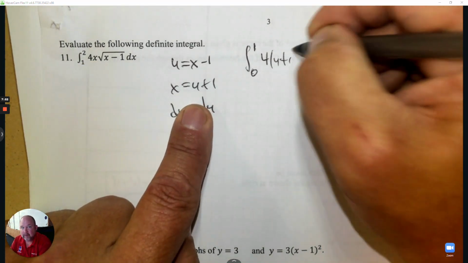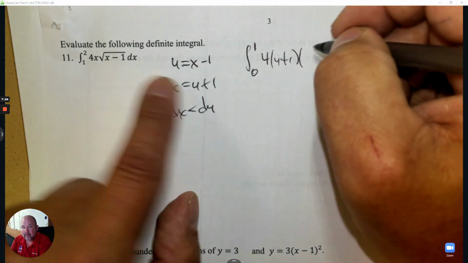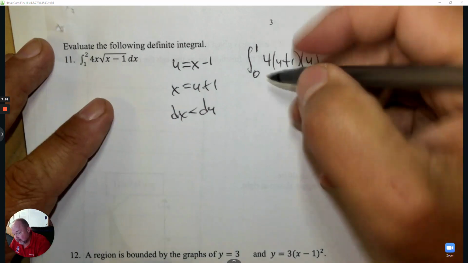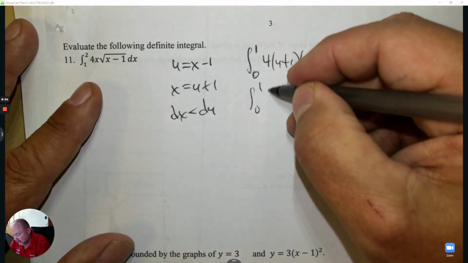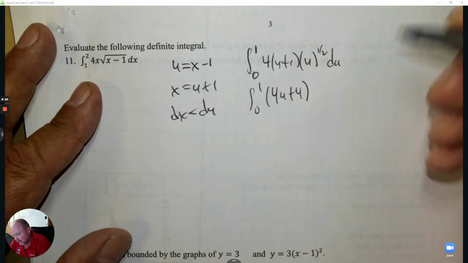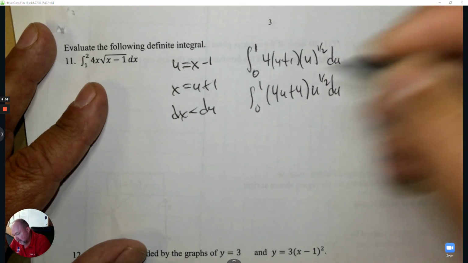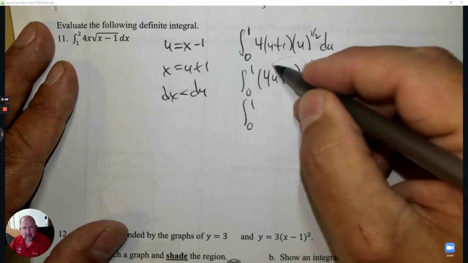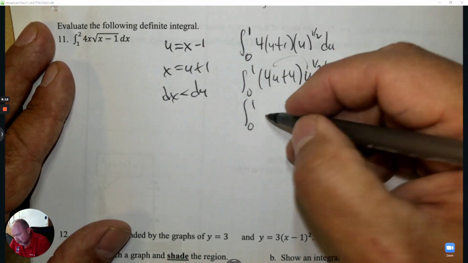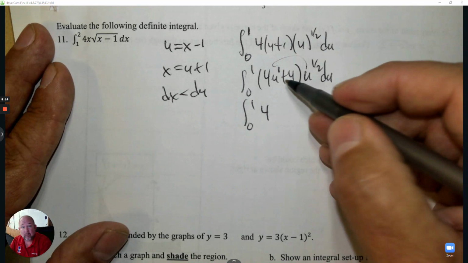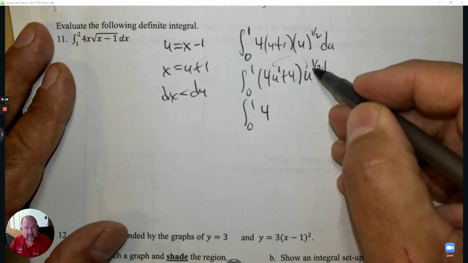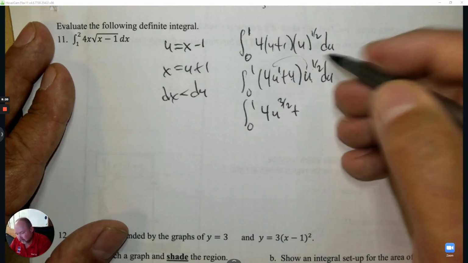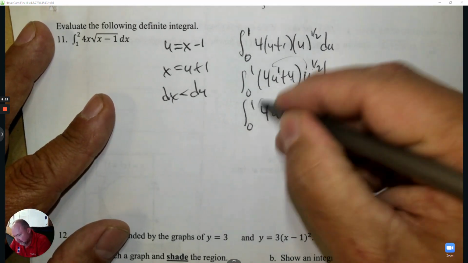And then we have 4. X is u plus 1. And then x minus 1 is u. I'm going to write that to the 1/2. There's step 1. We're going to distribute. It's okay to go one at a time. So I'm going to go 4u plus 4. Then I'm going to distribute again. I haven't done any calculus yet. I'm going to multiply. So 4, think of this as an exponent 1. When you multiply it, add the exponent. So it's going to be 3 over 2. And then 4 times u to the 1/2.